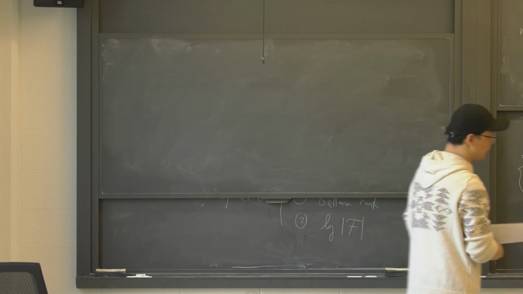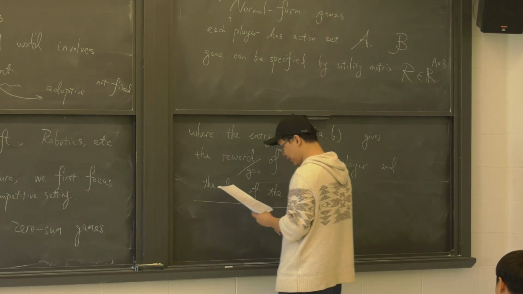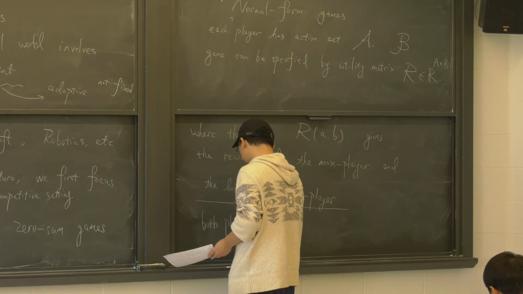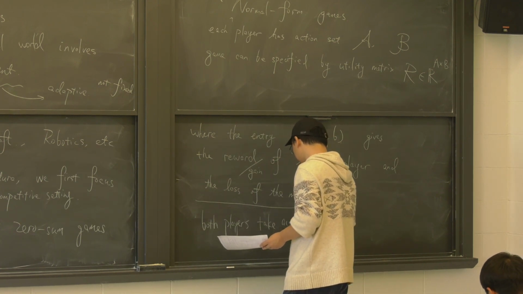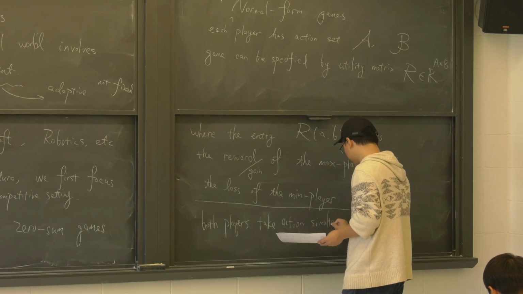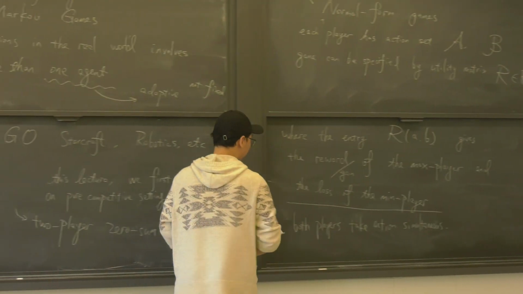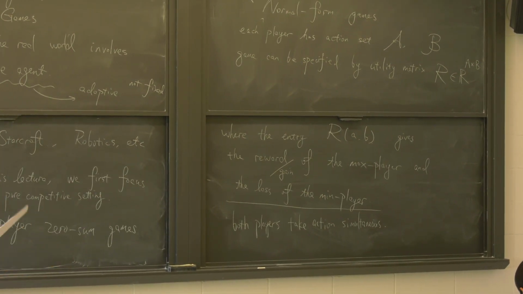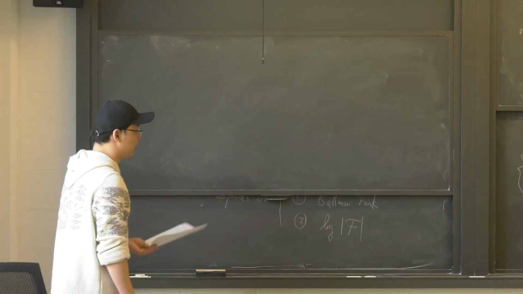By the way, I should also emphasize that in this normal form game, we assume both players play simultaneously. So maybe I should not use the language of first player, second player, but rather one player and the other player, or the max player and the min player. I think this abstract concept will be illustrated by one very simple example.